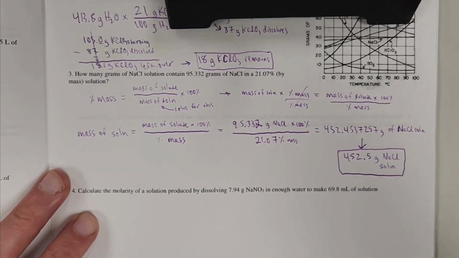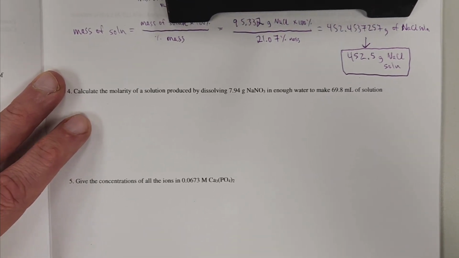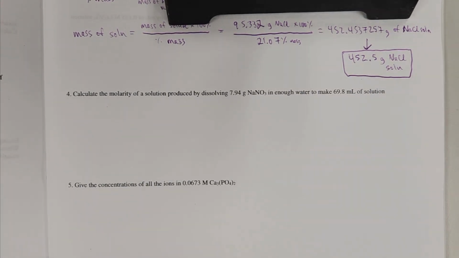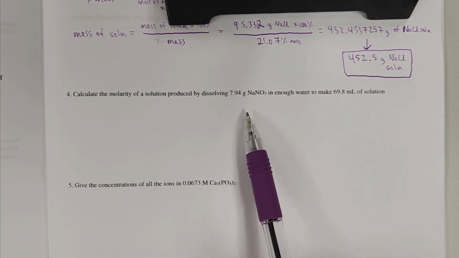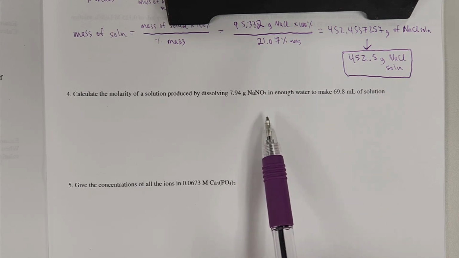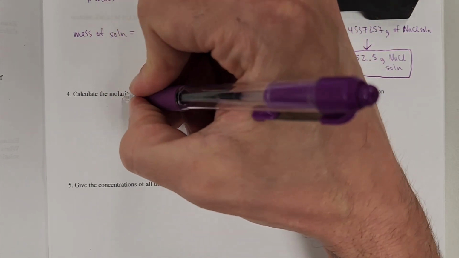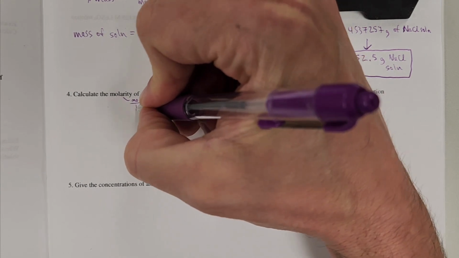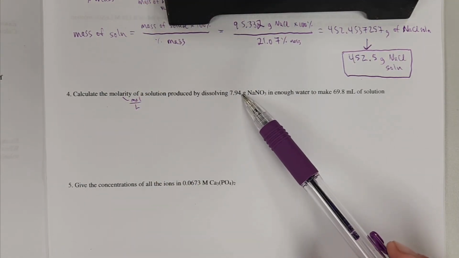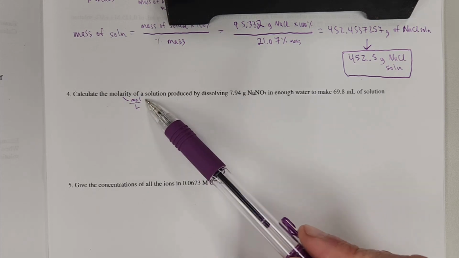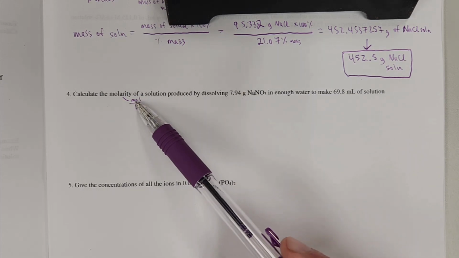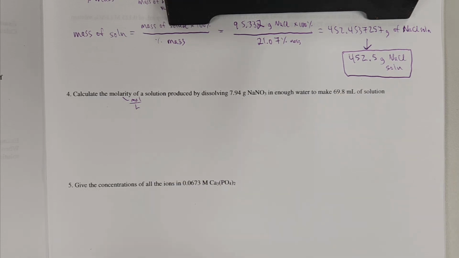So let's look at another one. Calculate the molarity of a solution produced by dissolving that many grams in enough water to make that many milliliters. So my favorite shortcut is to notice that molarity, which is moles per liter, essentially take whatever number is going to turn to moles, you're going to put it on top. And whatever turns into liters, you're going to put it on bottom. So this number will go up here. This number will go down here.